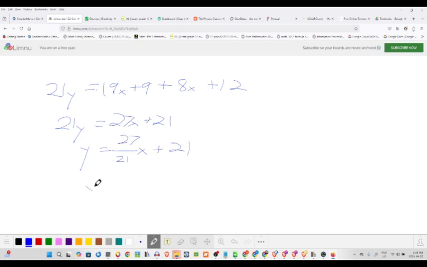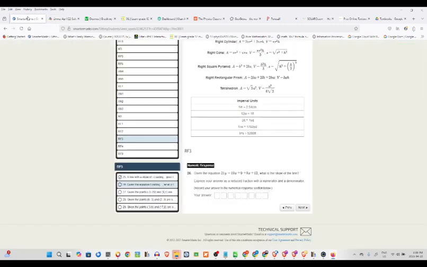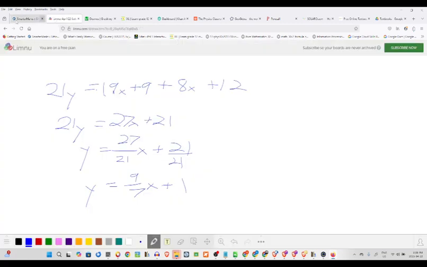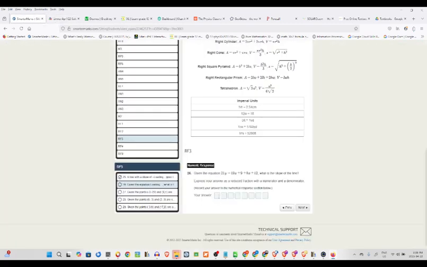Now 27 and 21 are both multiples of 3. So that simplifies. This is also over 21. So we end up with a plus 1. All right, we have our equation. The slope of the line is 9 over 7. It specifically asks for reduced fraction. But again, Math 10, you don't have permission to use decimals unless it says so in the question.